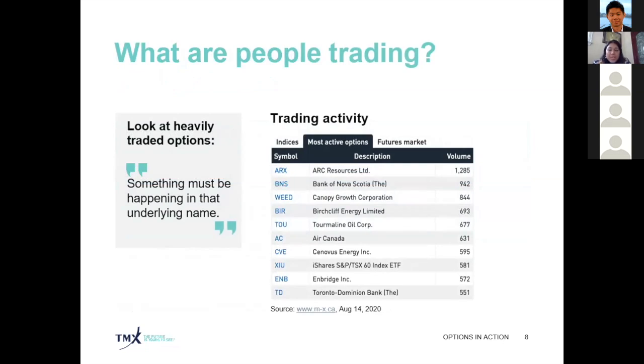Also, what are people trading? This is a great way to see the heavy option names that are trading in the market. Here we go on to the Montreal Exchange website, and on the home page, you'll see trading activity in the right-hand corner. You'll see the top 10 or top 15 names traded and the total volume traded. That's the total calls and puts traded, regardless of whether they're buying or selling.